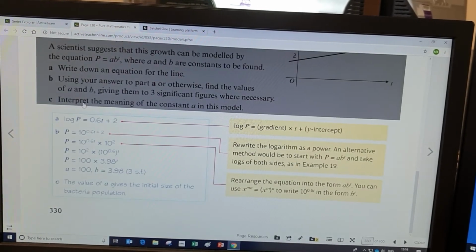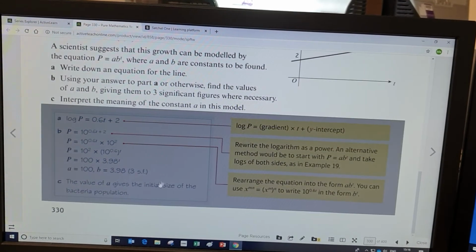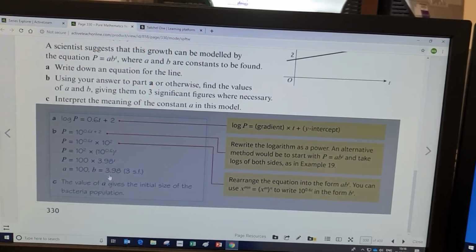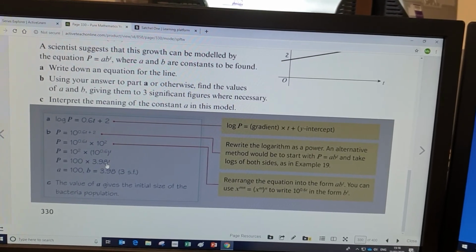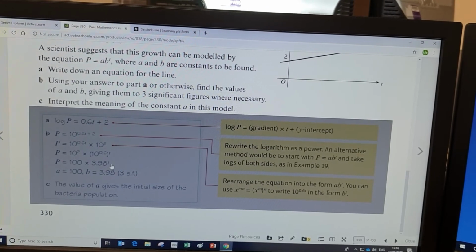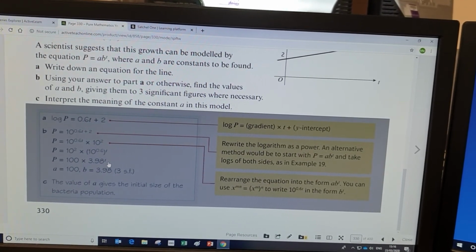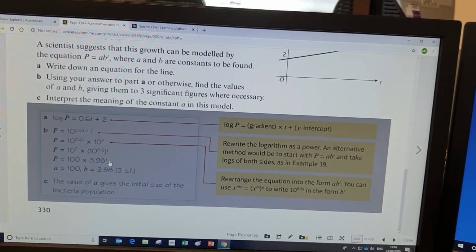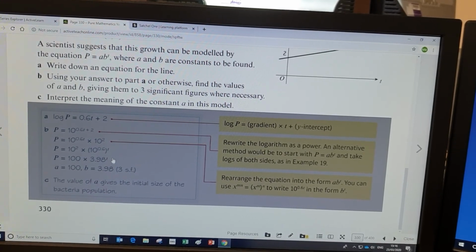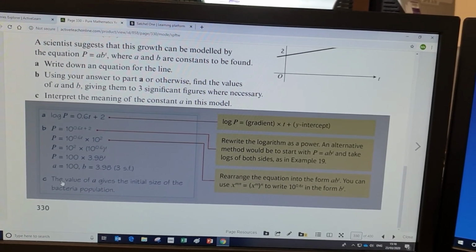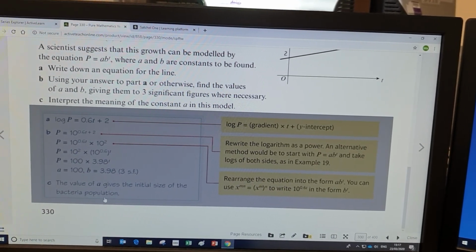Last part of the question says interpret the meaning of the constant a in this model. If t were equal to 0, 3.98 to the 0 would be 1. So this equation, when t equals 0, i.e. when no time has passed yet, this equation equals 100. So the value of a, which is 100, gives the initial size of the bacteria population.